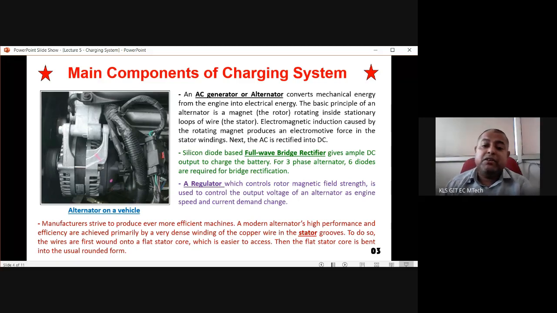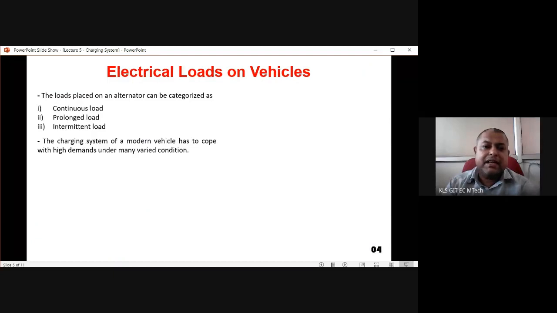But to make the stator highly efficient, very dense winding of copper wire is used in the stator grooves. To do so, the wires are first wound on a flat stator core, which is easier to access. Then the flat stator core is bent into the usual round form. So initially a flat stator core is generated, winding is done on that, and after that it is rounded and the round shape of the core is given. We will be seeing the diagram of the stator core and rotor shortly.